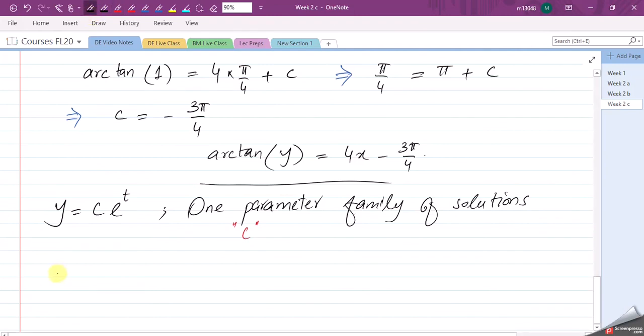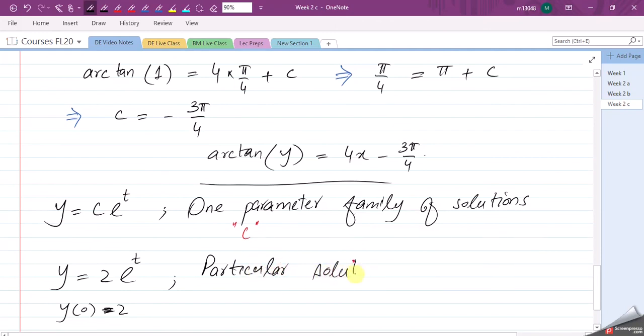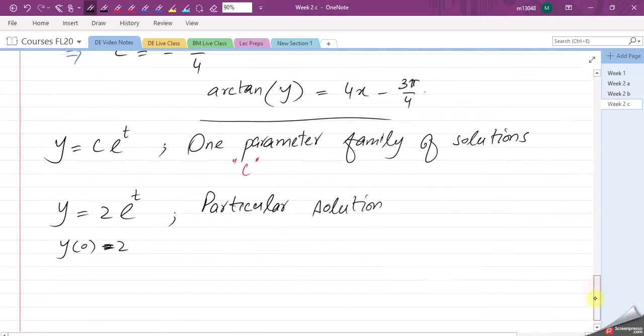And after applying the particular condition, the initial condition, let's say our initial condition was y of 0 equals 2, and that gives us this solution. This is called a particular solution. This solution is particular for this initial condition. If you change the initial condition, the particular solution will change accordingly.